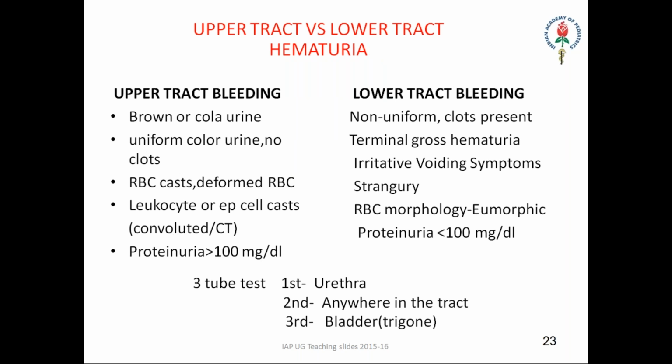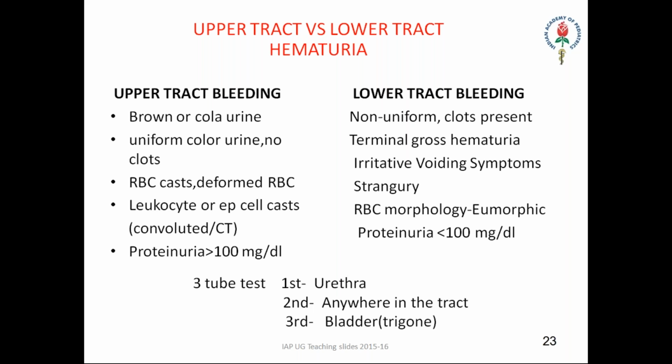So upper tract versus lower tract hematuria. In upper tract bleeding, the urine is brown or cola colored, and in lower tract, it is usually fresh, frank red color urine. And in upper tract bleeding there is uniform colored urine and no clots, whereas in lower tract there is non-uniform color urine and clots might be present. RBC casts are seen in upper tract bleeding and deformed RBCs are seen.